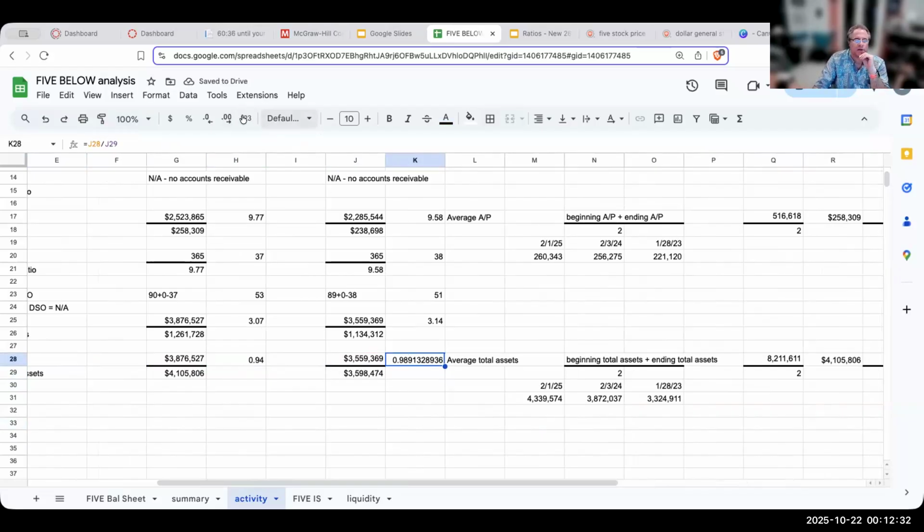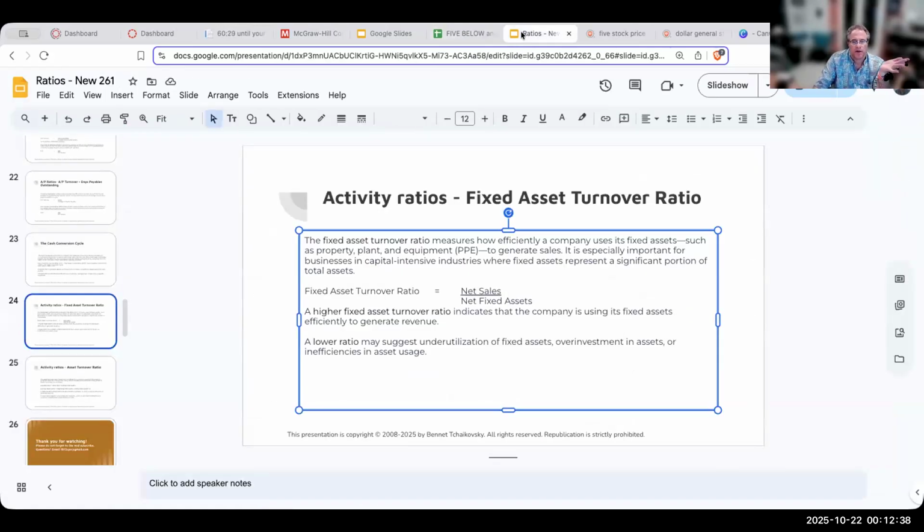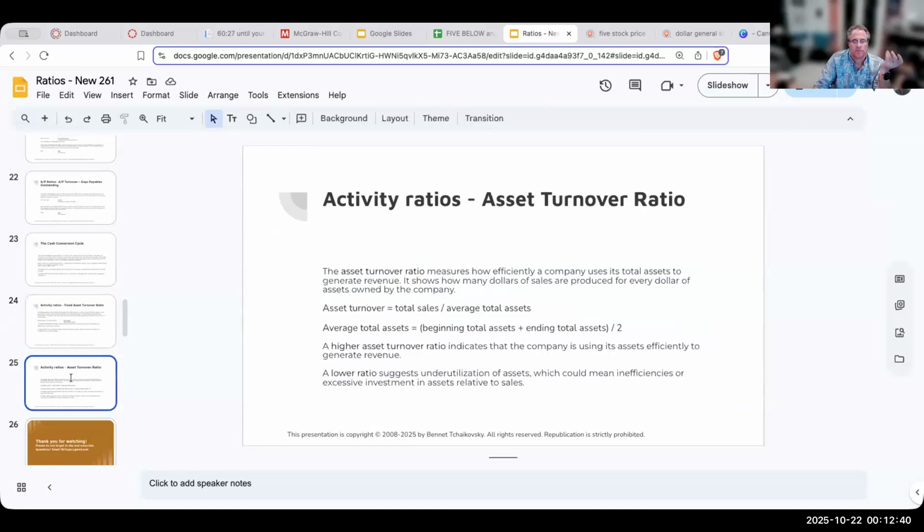So again, this is slightly declining. I believe that the number we want to see is higher on this one, the better. A higher ratio indicates that I'm using my assets more efficiently to generate revenue. A lower ratio suggests underutilization of assets.